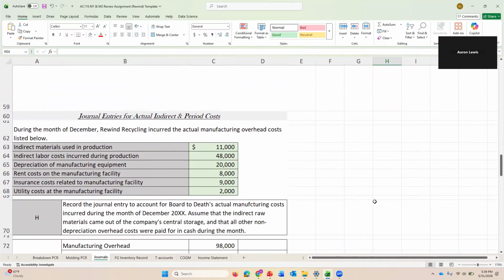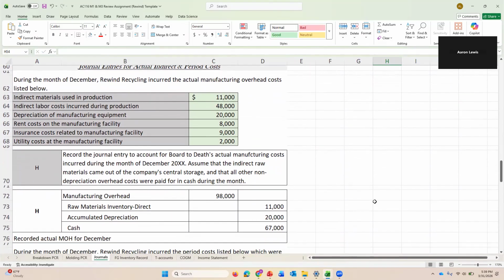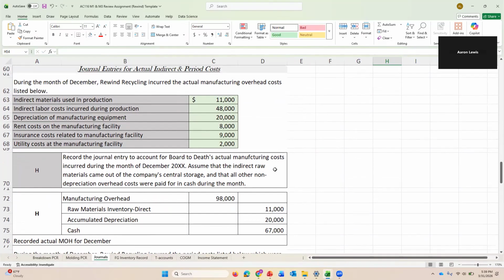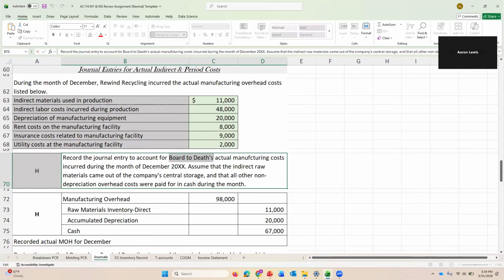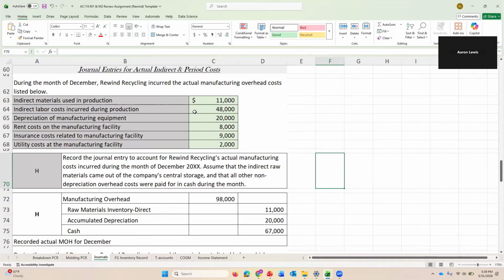We've got some other costs that we need to account for. And this is provided in this particular example, but I'll run us through it over here. We have got to, during this month, record all the actual MOH costs that are listed below. And I got the wrong company name here. Apologize. Let me change that really fast. Account for Rewind Recyclings. Actual MOH costs. So what you're going to do in this instance, when you have actual costs go into the overhead pool with a debit, you're going to have one debit to manufacturing overhead for the total amount of costs that are going to have to go into that pool.